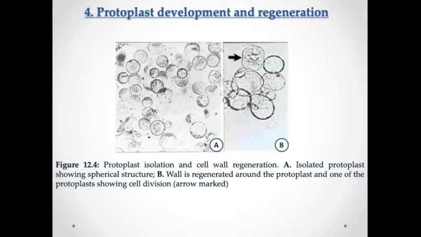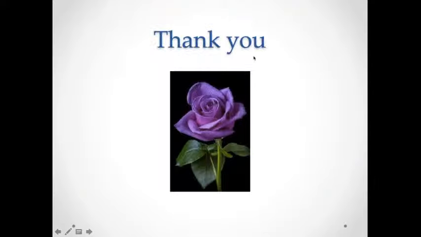So these are your protoplast isolated cell wall regeneration. You can see on the left side an isolated protoplast showing spherical structure. So they are in the spherical structure, your protoplast, and on the right side the wall is being generated, and also they started to grow with a cell division like this. So that's it from the protoplast part. Thank you very much.